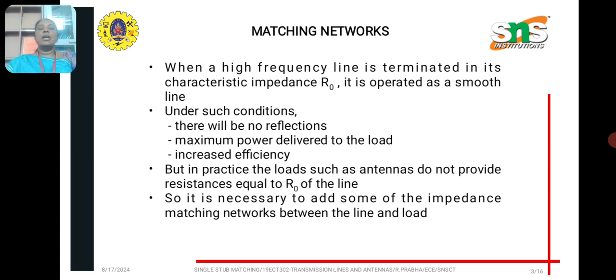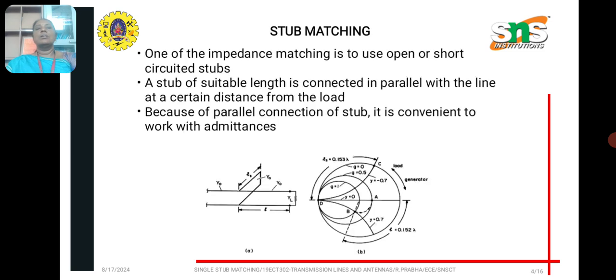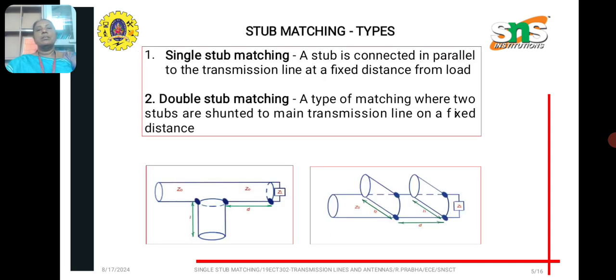So, it is necessary to add impedance matching networks between the line and the load. One method of getting impedance matching is to use an open or short circuited stub. A stub is nothing but a line of suitable length connected in parallel with the transmission line at a distance from the load. Because of the parallel connection of the stub, it is convenient to work with the impedances in the Smith chart. There are two types of stub matching: one is single stub matching and another one is double stub matching.